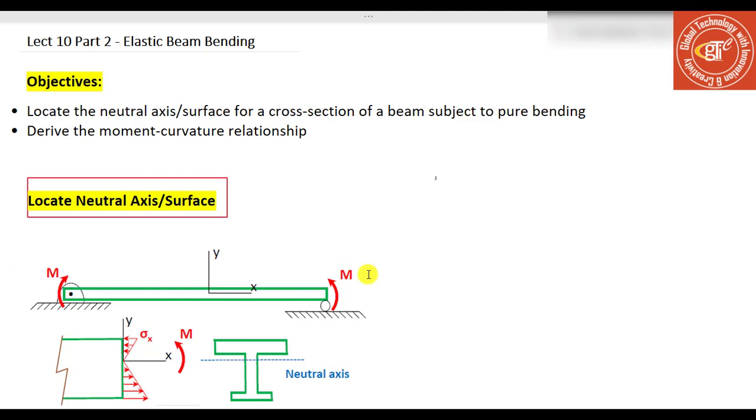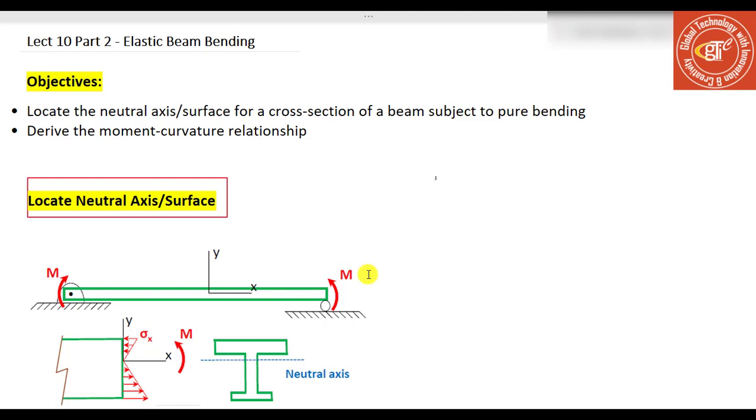In this video lecture we are still discussing lecture number 10, which is related to elastic beam bending. The objectives of this lecture are to locate the neutral axis for the cross section of a beam that is subjected to pure bending, and finally to derive the moment curvature relationship.